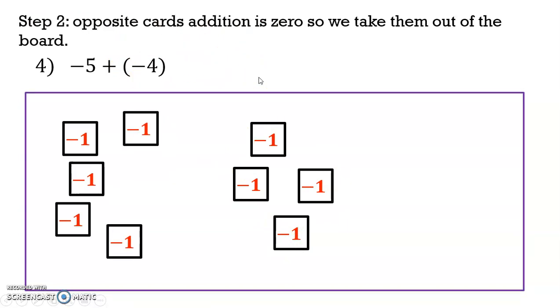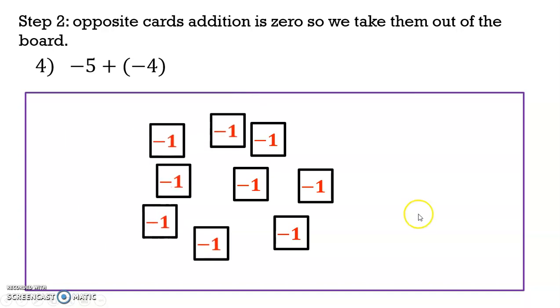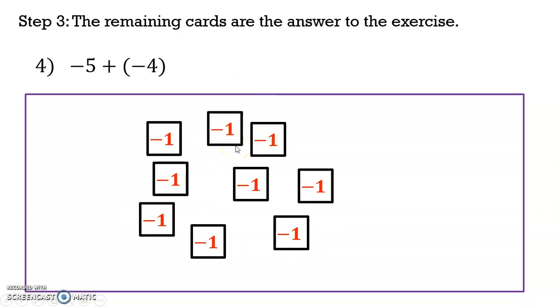So let's go to the second step. Opposite cards addition is 0, so we take them out of the board. But they are not opposite because they're the same, kind of the same. So we cannot cancel this out. Instead of that, what we're going to do is group them. We're going to put them together. This is a group. This is an addition. We're adding this up, so we're going to count how many cards we have left. Minus 1, minus 2, minus 3, minus 4, minus 5, minus 6, minus 7, minus 8, minus 9. So the answer is minus 9.